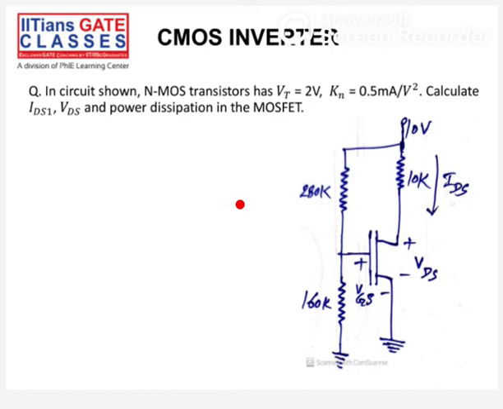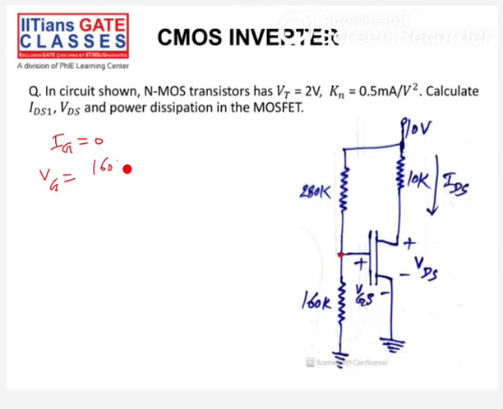Long back in FETs, I told you, CMOS or FETs have reverse bias at the gate terminal, due to which the resistance is very high, so there is negligible IG current. If there is negligible IG current, then whatever current is coming from VDD through this 280 kilo ohm will be coming to this 160 kilo ohm. This means the voltage is divided at this point.